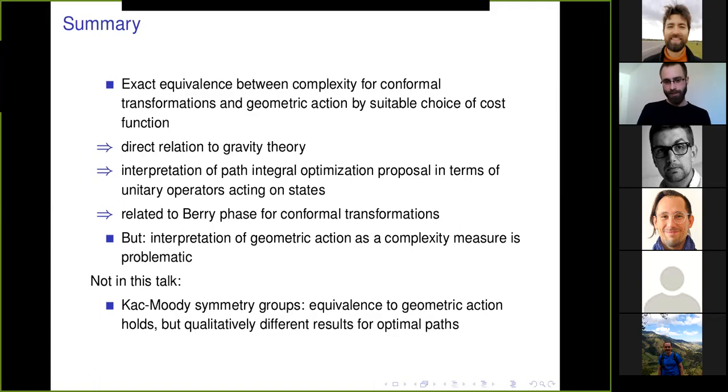But as it turned out, the interpretation of this geometric action as a complexity measure is problematic for two reasons. First of all, the optimal paths are kind of degenerate, and they immediately jump from reference to target state. And second of all, the complexity only measures a phase change, and if one takes into account the gauge invariance, it actually measures nothing at all. Now, in our paper, we also considered Kac-Moody symmetry groups. In this case, the equivalence to the geometric action also holds, by suitably defining the cost function. However, we do get quite different results for the optimal paths. In the case of Kac-Moody symmetry groups, we actually find optimal paths that interpolate smoothly between reference and target state. And in this case, the complexity also measures non-trivial contributions that are not just phase changes.